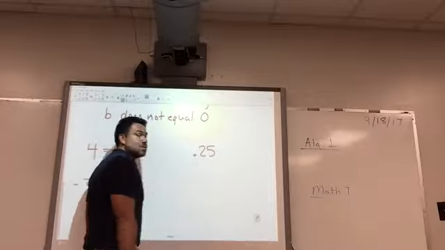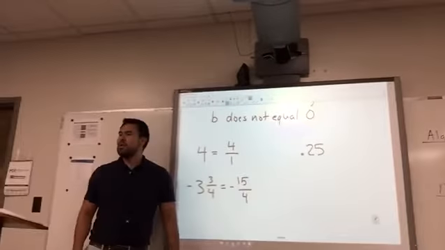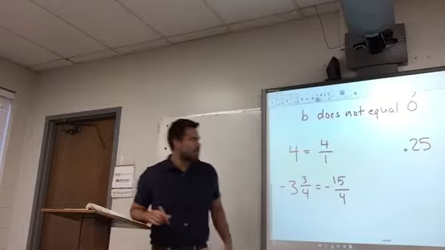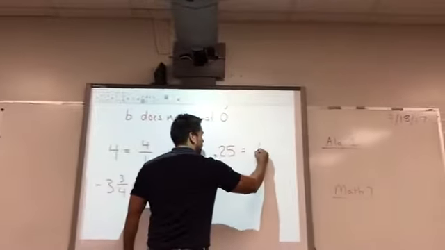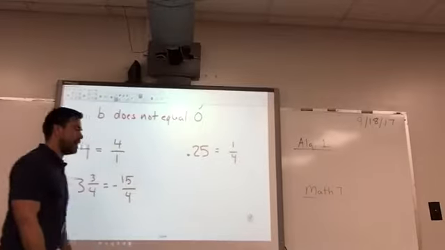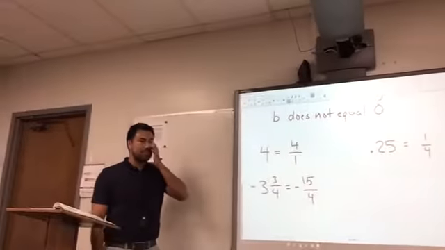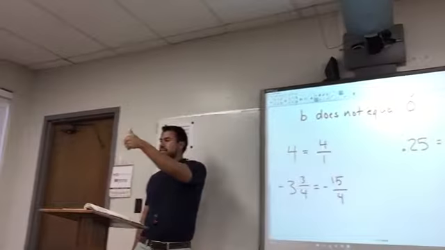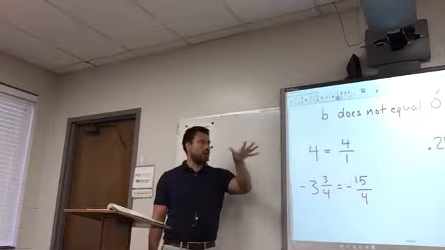0.25. That's a decimal number. And decimal numbers can be written as fractions. So what would be the fraction here? 1/4. That is a rational number. Again, the numerator and denominator, are they both integers? Yes. Is the denominator a 0? No.